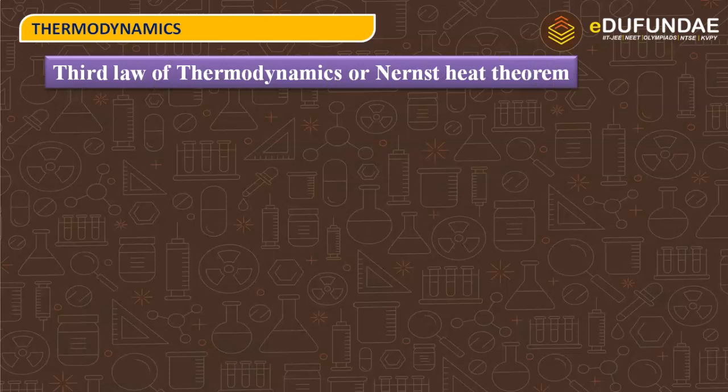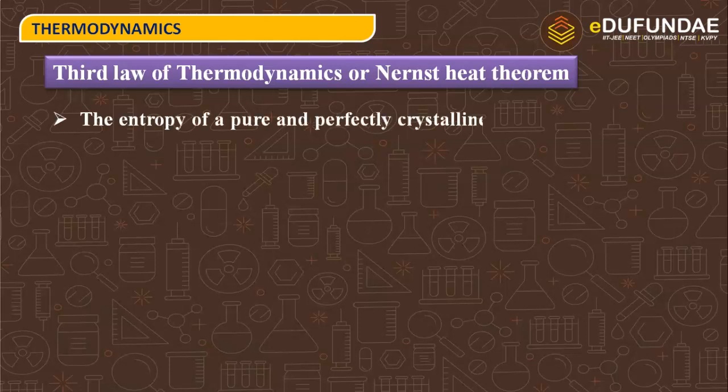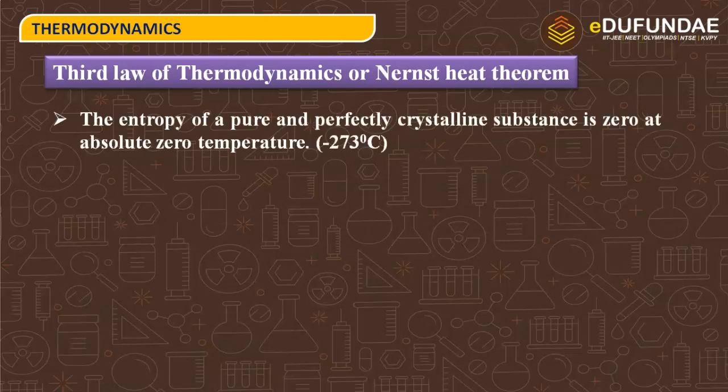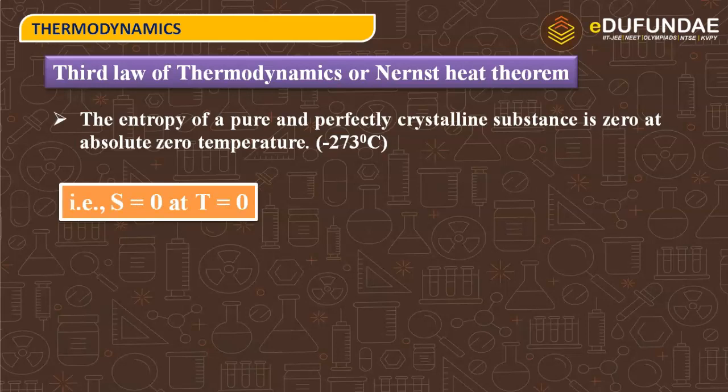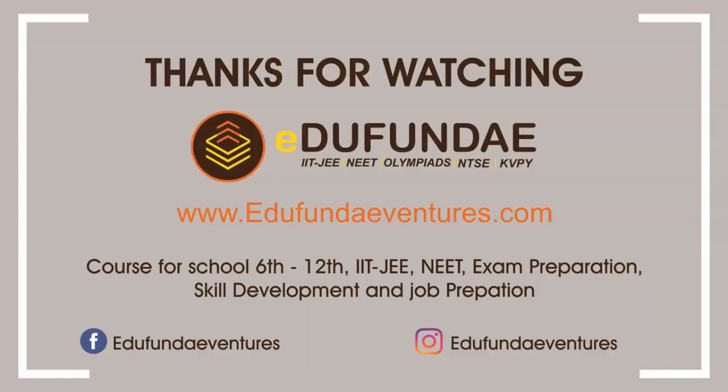Next is the third law of thermodynamics or Nernst heat theorem. It states that the entropy of a pure and perfectly crystalline substance is zero at absolute zero temperature. What will happen at absolute zero temperature? Absolute zero temperature means 0 Kelvin or minus 273 degrees Celsius. At this temperature, the entropy of a perfectly pure crystalline substance will be considered as 0. That means S is equal to 0 at T is equal to 0.